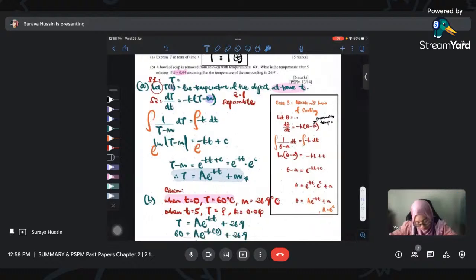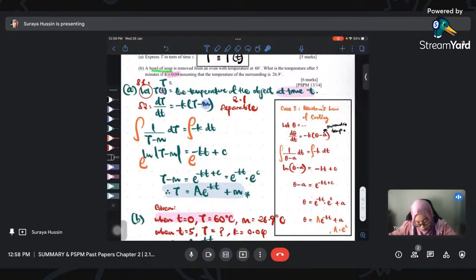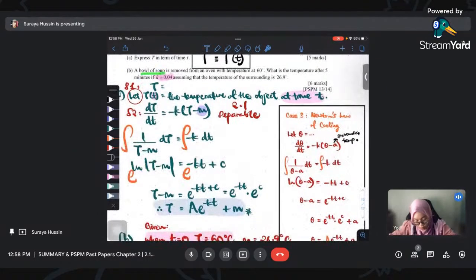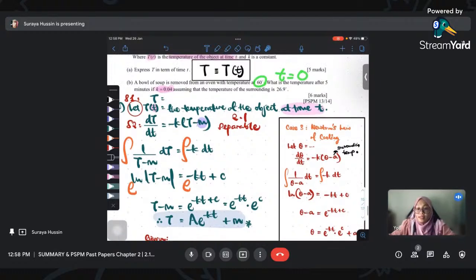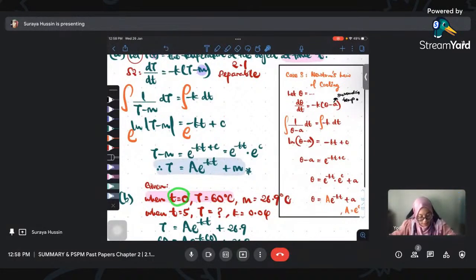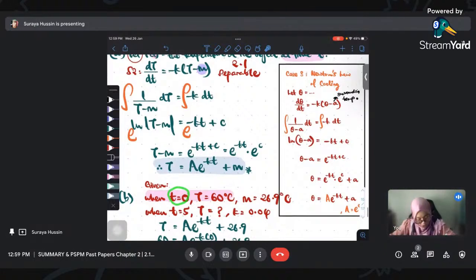First of all, tengok ni. A bowl of soup is removed from an oven. Kali ni dia bagi sangat contoh yang sangat clear tau. A bowl of soup is removed from an oven with temperature of 60 degree. So this is the initial lah. Dia baru keluarkan. Dia yang kata is removed, maksudnya dia baru keluarkan. So bila dia baru keluarkan, maksudnya dia at the time T0. Okay, at the time T0, ni saya letak ni. Sentiasa macam tu. Setiap soalan, condition, kita memang akan sentiasa cari initial dia. Ini yang kita panggil sebagai initial.